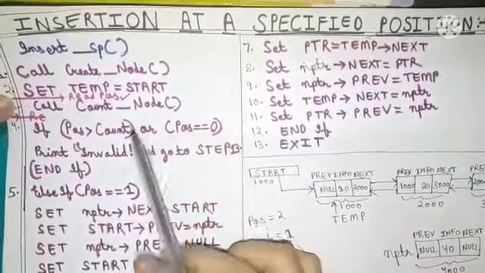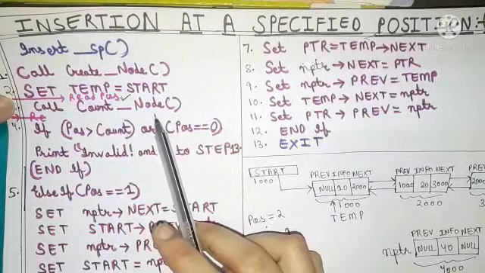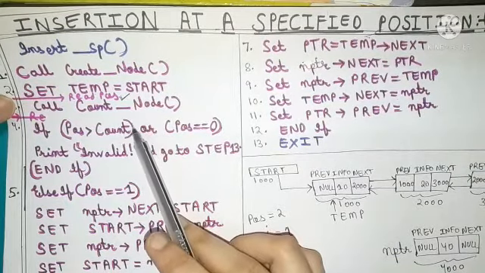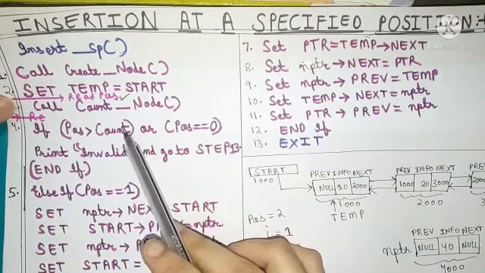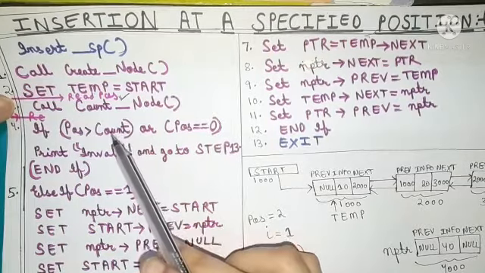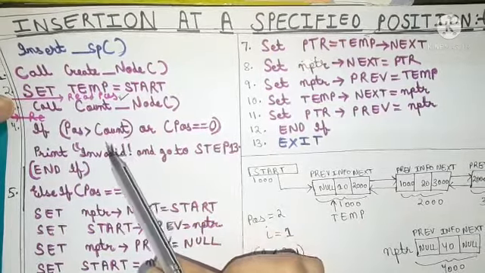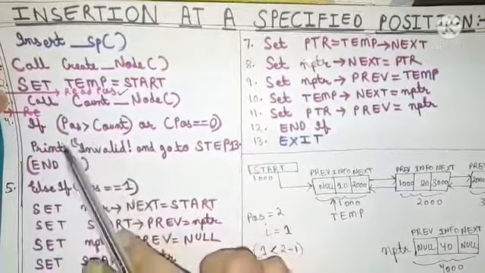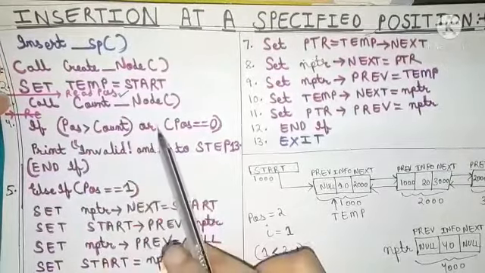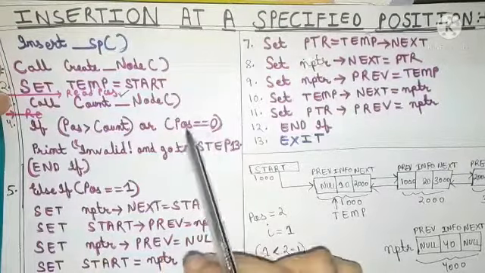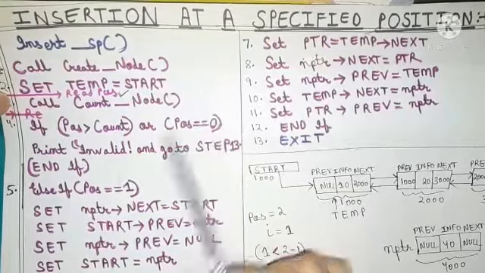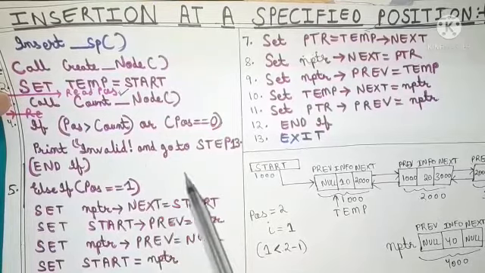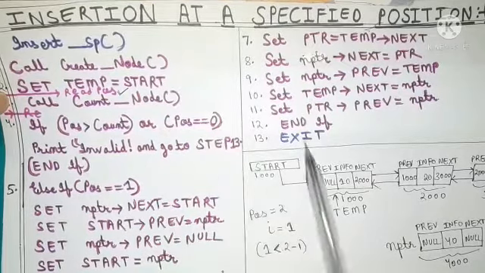Then we will call the count node function. Count node of a double linked list is similar to that of a single linked list. It is also in my previous video. The link is given in the description box. You can go through it. Then it will check this statement: if position greater than count or position is equal to 0. This statement checks whether the position where we want to insert our new node is greater than the number of nodes present in the list or not.